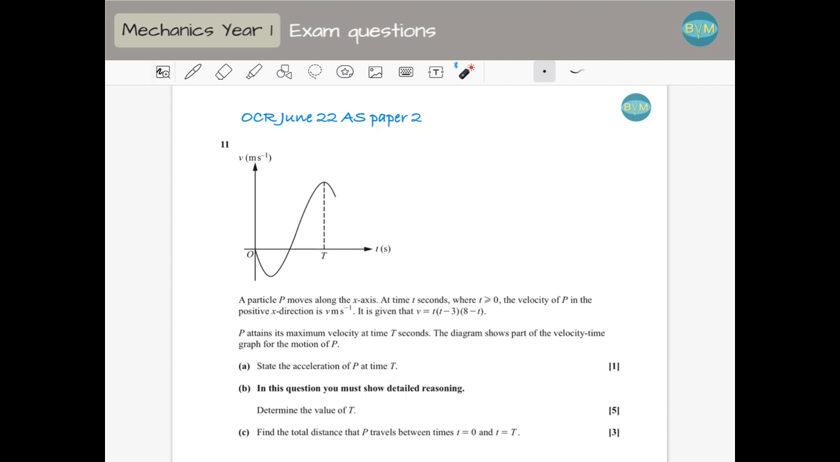So remember when the velocity is maximum, the acceleration is 0, or when it's minimum, because the velocity is increasing up to here, so we have positive acceleration, and then the velocity is decreasing here, so we have negative acceleration. So in between positive acceleration and negative acceleration, we need to have an acceleration of 0.